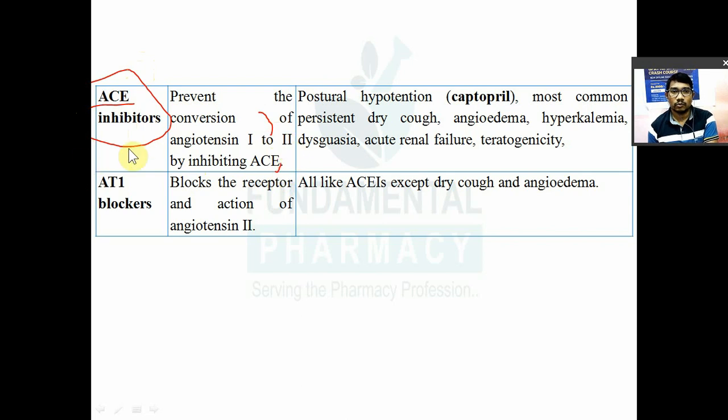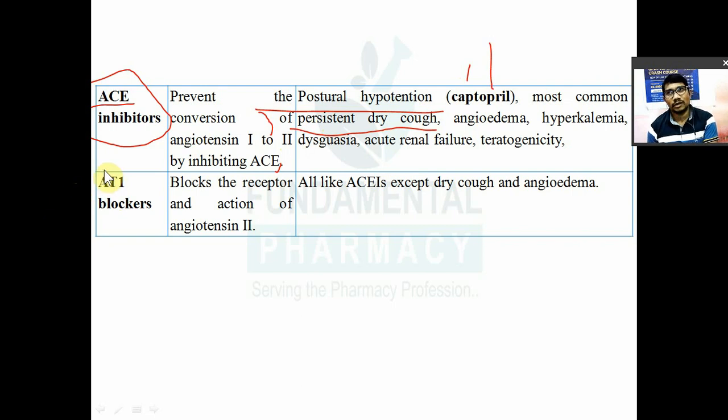Right. Now, what are the adverse effects? Again, they will cause postural hypotension. Postural, mostly with captopril. Most common adverse effect of this captopril is persistent dry cough. इसके ऊपर दो बार क्वेश्चन आ चुका है. Persistent dry cough. Most common adverse effect of these ACE inhibitors, captopril, lisinopril, and all prils. Persistent dry cough. Now why?